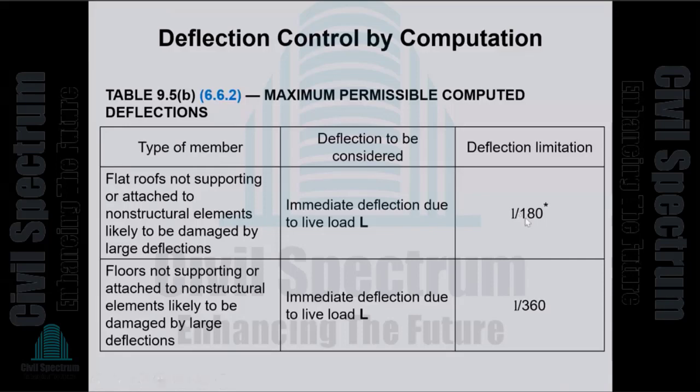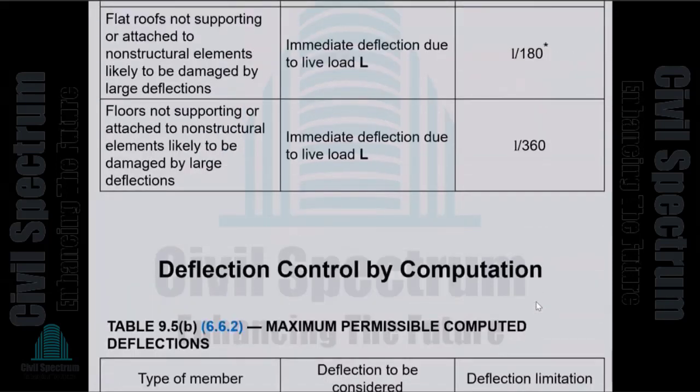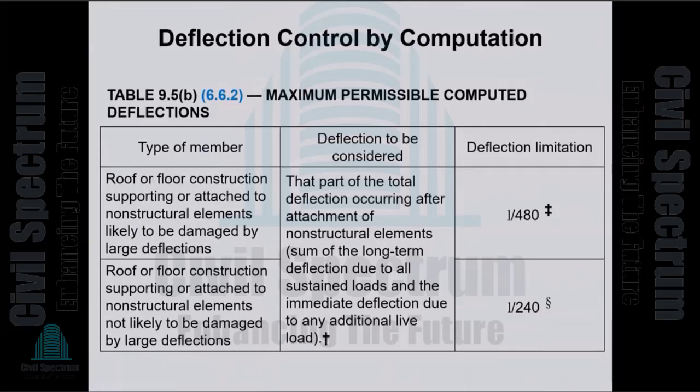So that is the first set of limits that we deal with: immediate deflection due to live loads alone. The next set of limits apply to, again, non-structural elements likely to be damaged and non-structural elements not likely to be damaged. Likely to be damaged, the deflection limit is tighter. Not likely to be damaged, we have a more liberal limit.